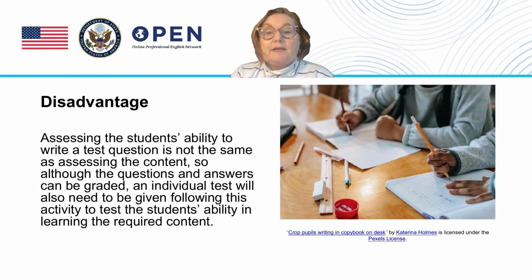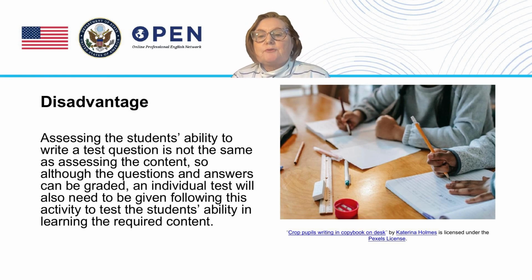Disadvantage. Assessing the student's ability to write a test question is not the same as assessing the content. So, although the questions and answers can be graded, an individual test will also need to be given following this activity to test the student's ability in learning the required content.